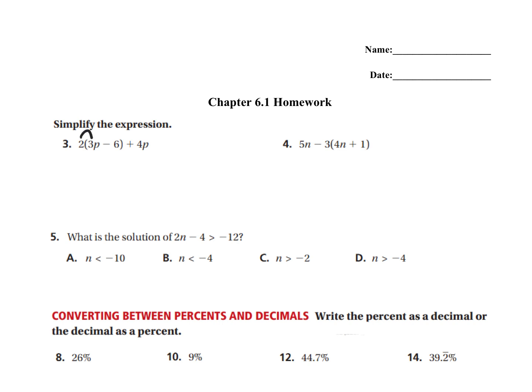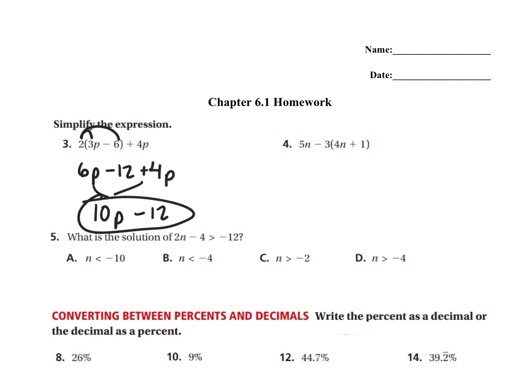I've got this distributing going on, right? This is just order of operations kind of work here. We've got 2 times 3p, which is 6p. 2 times negative 6 is negative 12, right? Or 2 times 6, but then add a minus sign in there. And then we're just going to stick this 4p on the end. Combining like terms, 6p and 4p, that's a total of 10p, and then I just have this minus 12 on there as well. And that'll be my simplified expression.